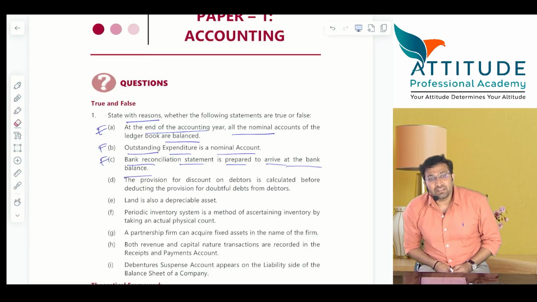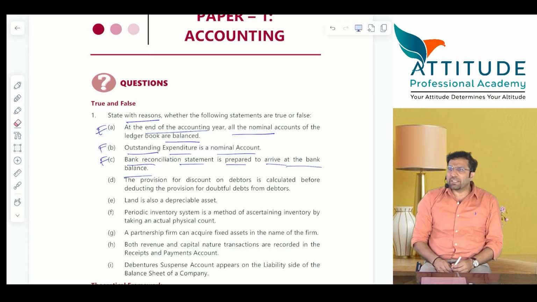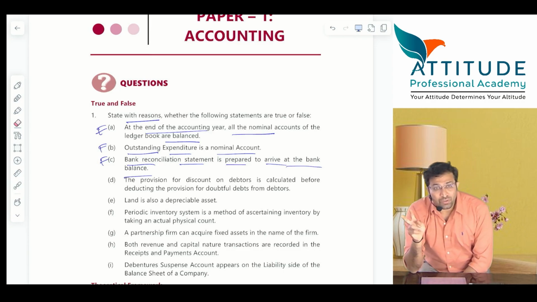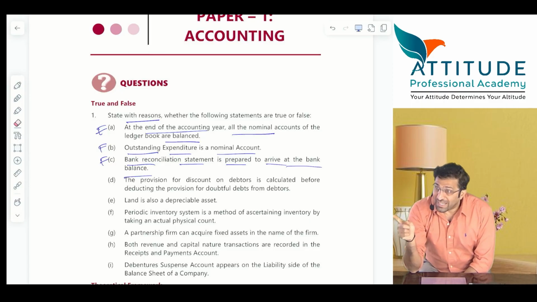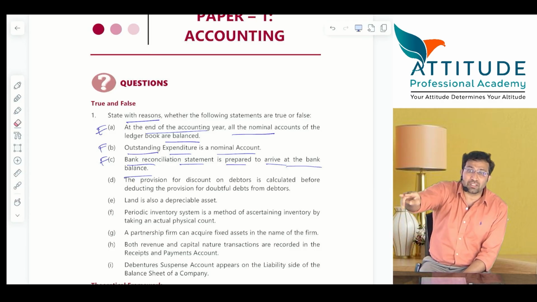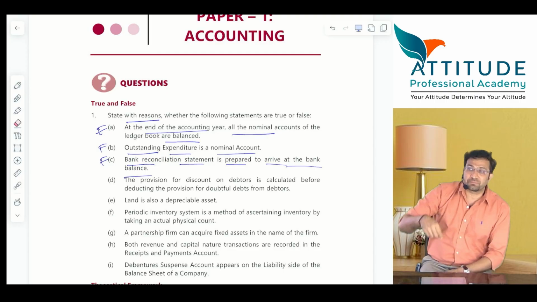समझ में आया? Titu, can you repeat it once again? BRS is prepared only to reconcile or to explain the causes of difference. Why is there a difference? अरे cash book balance क्यों कम है? Passbook balance क्यों ज़्यादा है? Tell me the reasons. Tell me at least 2 timing differences.